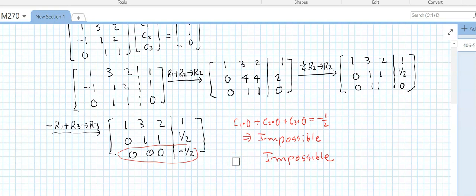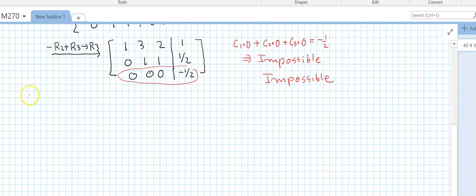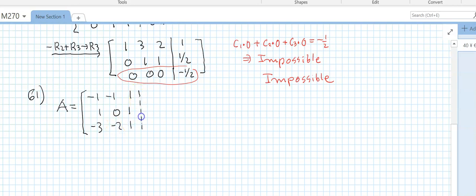That is 59. You know what? Let's do one more. I'd like to do one that has a solution. How about we try 61. 61: the coefficient matrix is negative 1, negative 1, 1, then 1, 0, 1, negative 3, negative 2, 1, and then the B is 0, 3, negative 3.